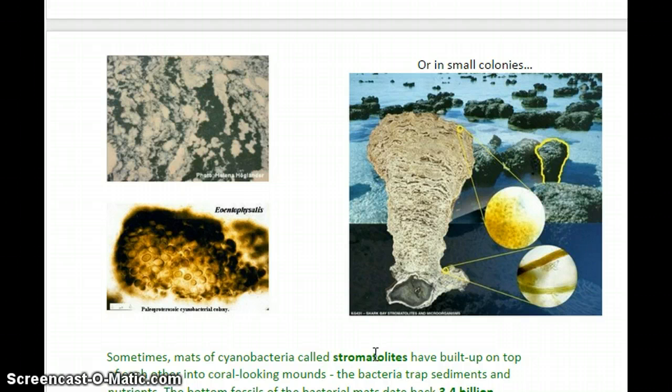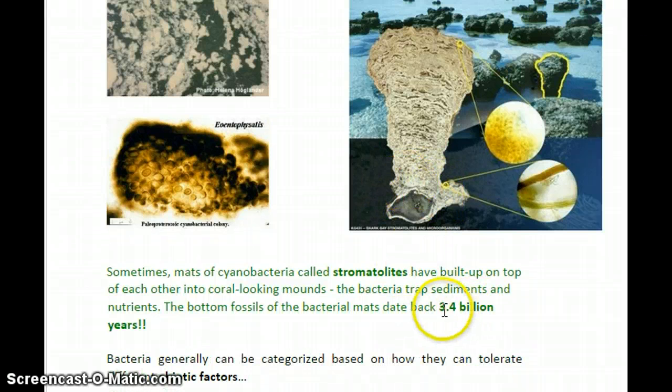They're found mostly in Australia. And these stromatolites are basically fossilized cyanobacteria colonies. So basically down here at the bottom would be the oldest fossils of cyanobacteria. And get this, some of them are 3.4 billion years old. 3.4 billion years. They are almost as old as the Earth itself.